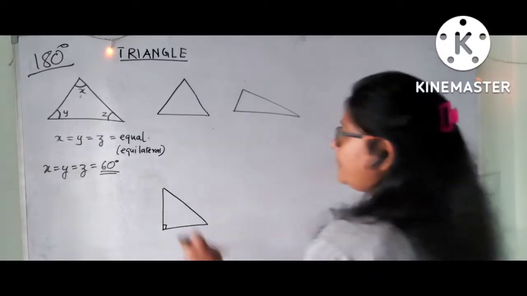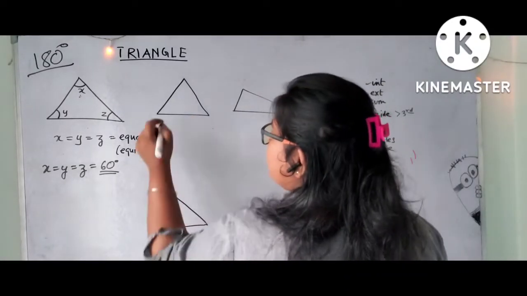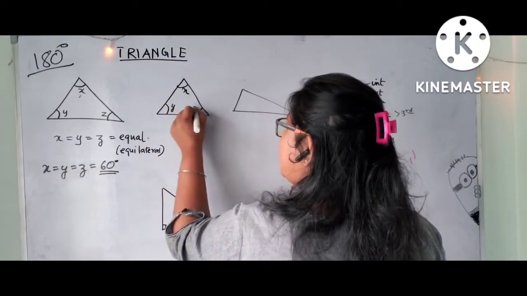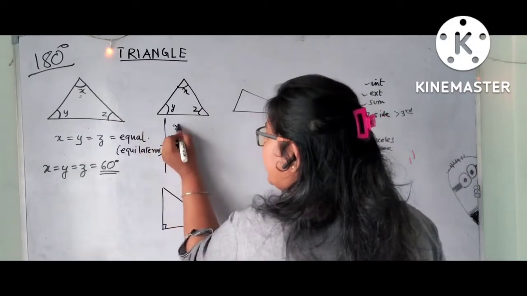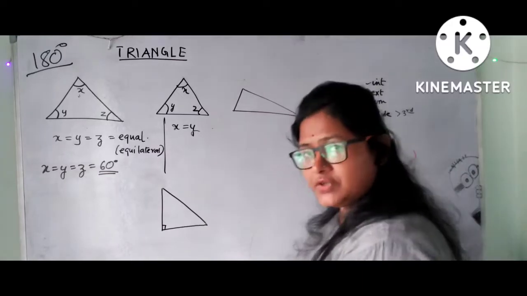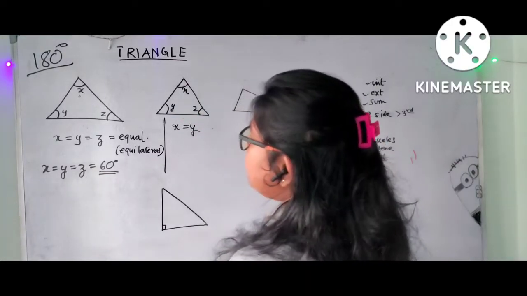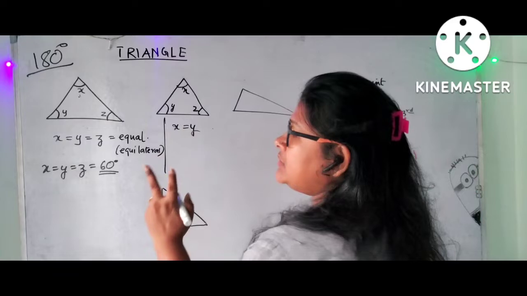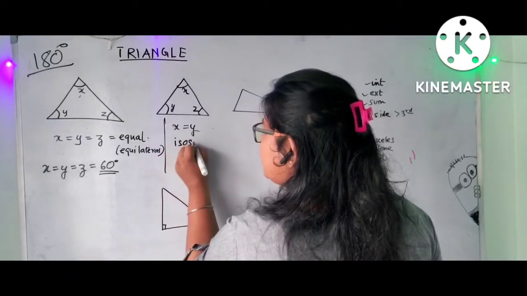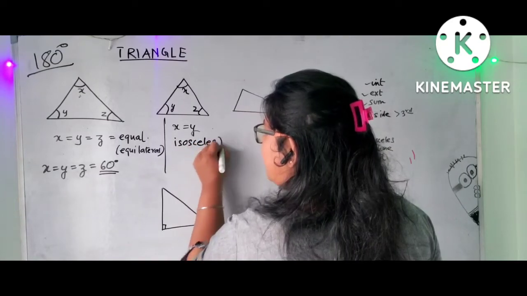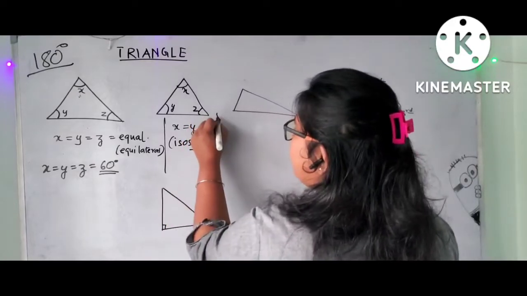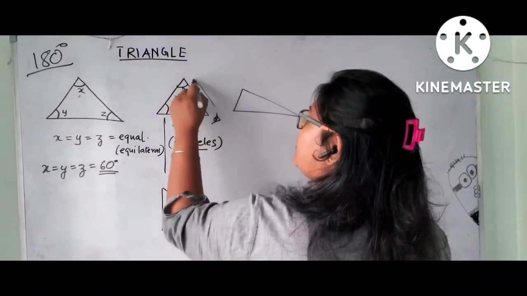Okay? Next I come to this. Suppose in case of x, y, z, again if I say that x is equal to y, these two angles are equal, for example, then what will I say? If any two angles of a triangle are equal, then it will be called an isosceles triangle.